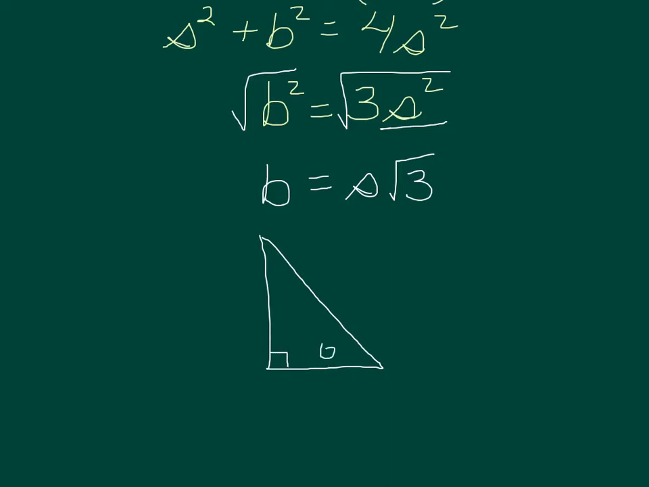So this is our 60 degree. One of these two angles has to be given. And I'm going to say that everything sort of depends on this short side of this right triangle. We'll call that S. We know the hypotenuse is twice the length of the short side, and the longest leg is S times the square root of 3.